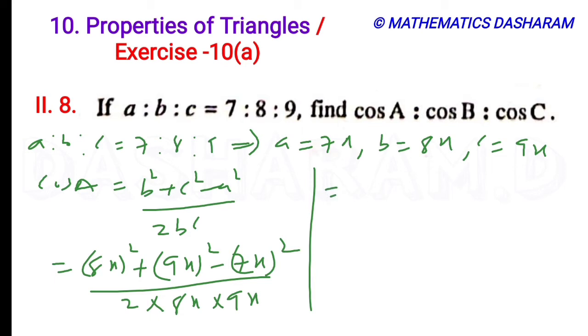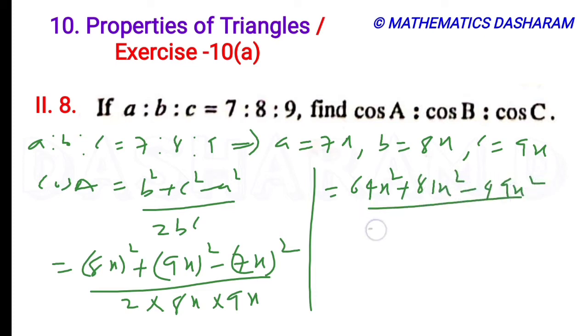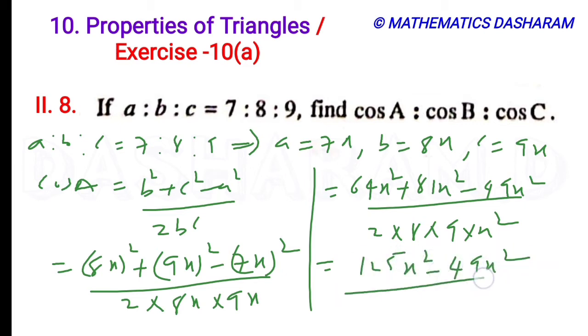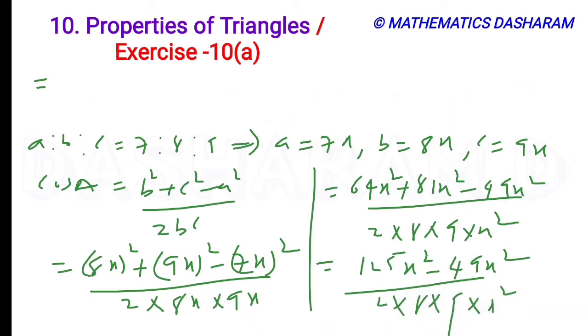So it equals 8x whole square is 64x square, 81x square, 49x square, by 2 into 8 into 9 into x square. 64 plus 81 is 145 x square minus 49 x square. So 2 into 8 into 9 into x square. Sorry, here it is 145 x square. So it equals 96 x square divided by, 8 9s are 72, 72 into 2, 144 x square. x square cancels.